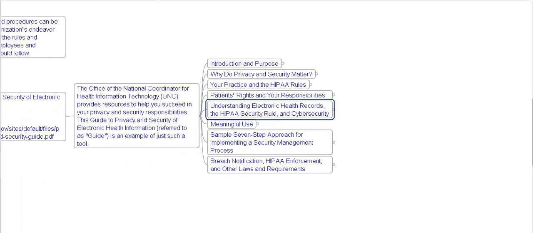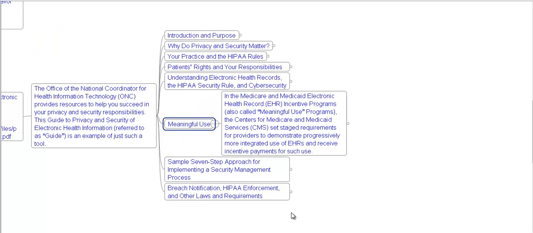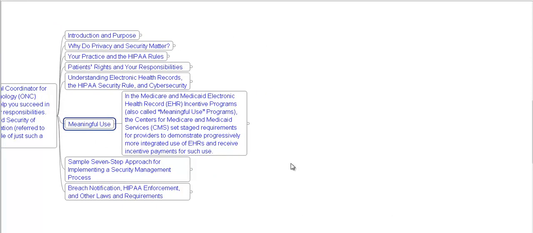Now let's see what is meaningful use. In the Medicare and Medicaid Electronic Health Record (EHR) incentive program, also called Meaningful Use program, the Center for Medicare and Medicaid Services (CMS) sets states requirement for providers to demonstrate progressively more integrated use of EHR and receive incentive payment for such use.